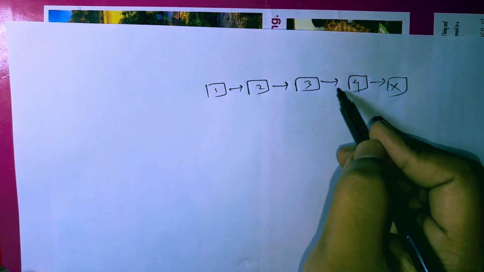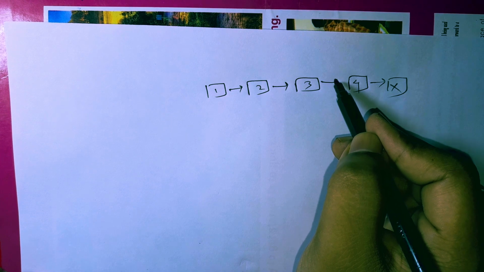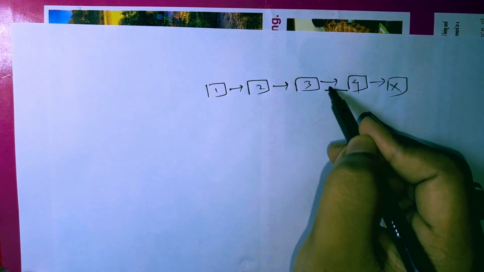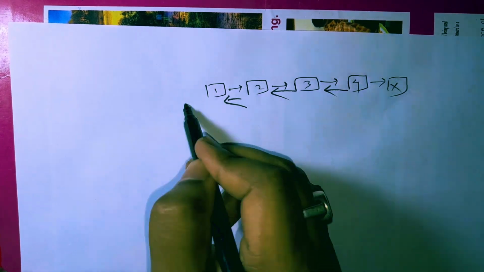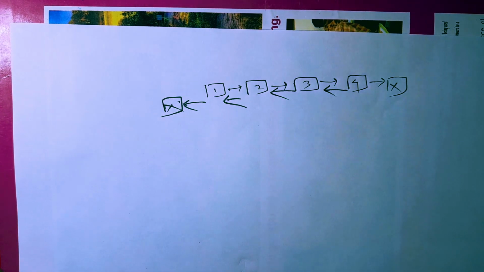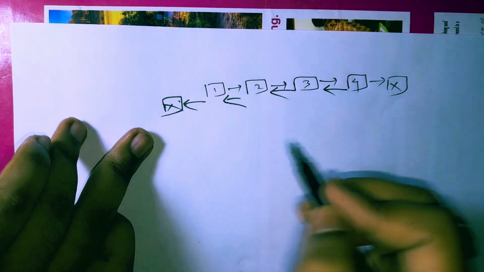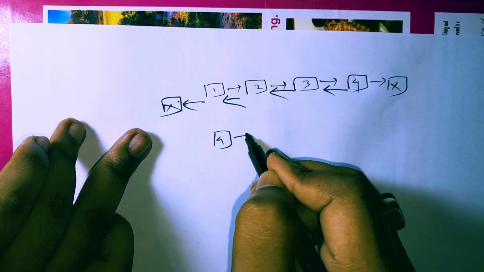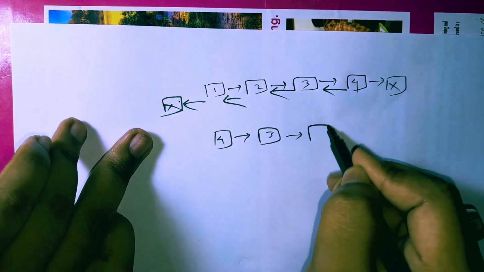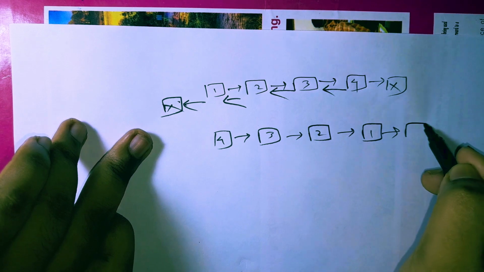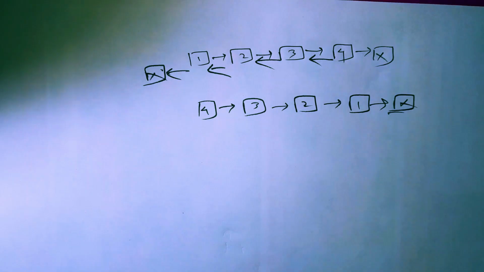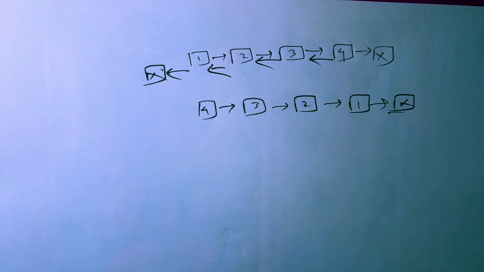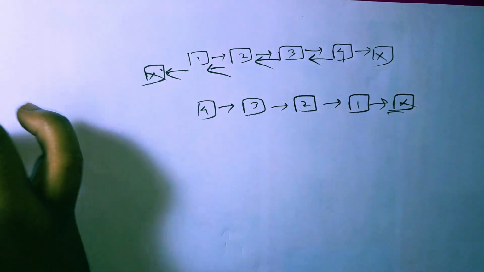This next will point to null, and what I have to do is just alter the pointers. Now this will be my new linked list, 4 3 2 1, pointing to null. So this is the concept of how I will reverse my linked list.